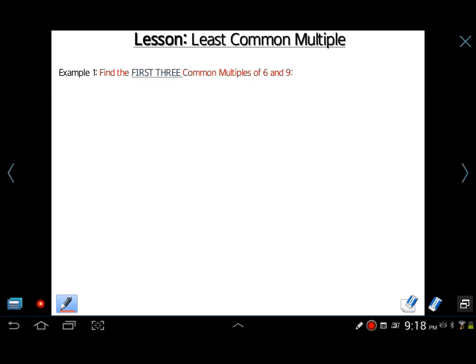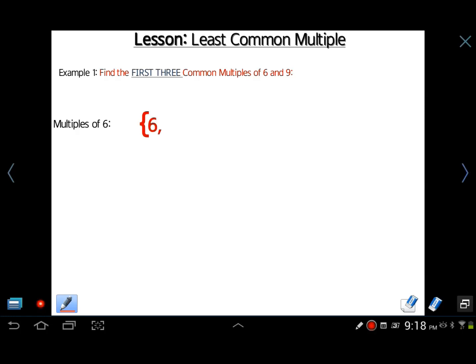Okay, here's our first example. Example 1: find the first 3 common multiples of 6 and 9. In order to do that, we're going to need to find the multiples of 6 and 9. So let's just make a list. The biggest question I always get is, how many multiples should I make? The best answer to that is a lot. Try to make as many as you can. Just don't write 2 or 3. Sometimes you have to write several. So write small, write as many as you can, be thorough, and you should be able to find enough multiples of 6 and 9.